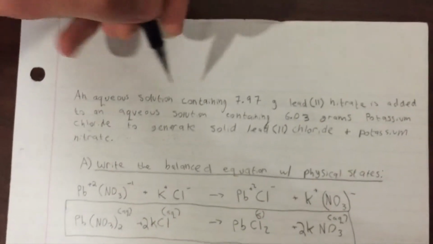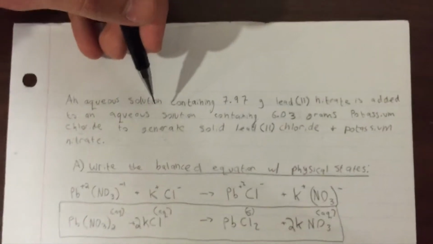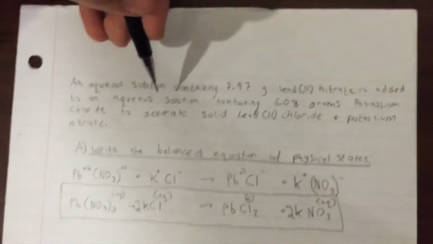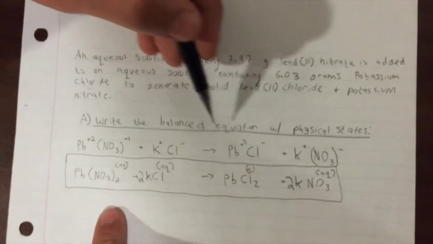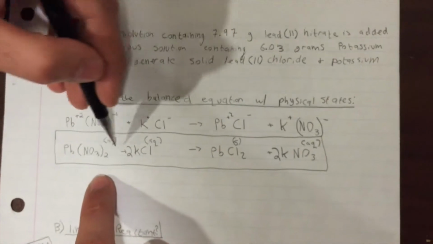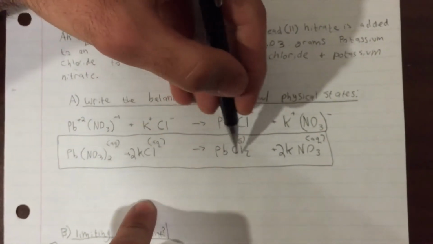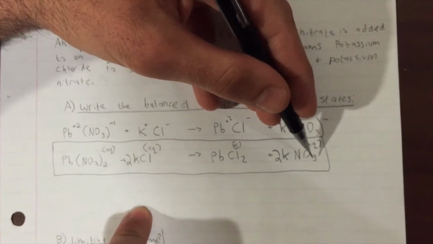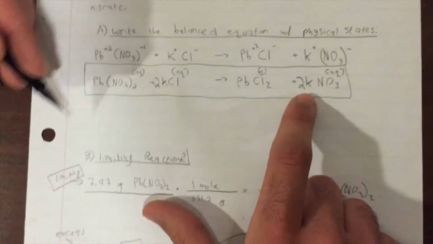The question is, an aqueous solution containing 7.97 grams of lead-2 nitrate is added to an aqueous solution containing 6.03 grams of potassium chloride to generate solid lead-2 chloride and potassium nitrate. The first part of the question is to write the balanced equation with physical states. So we balance the equation to look like this: PbNO3 plus KCl yields PbCl2 plus KNO3. We put 2 here, 2 and 2 here, and we get a balanced equation.